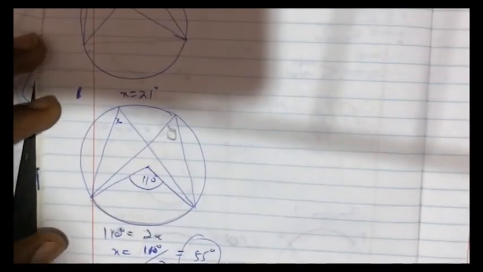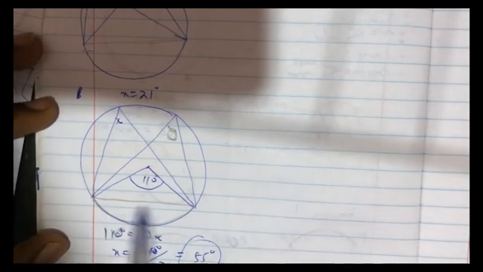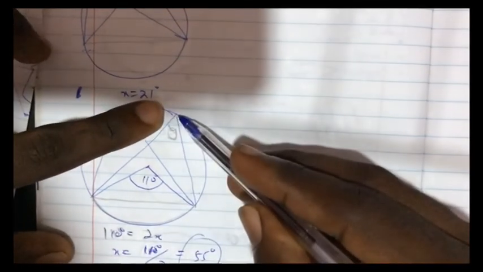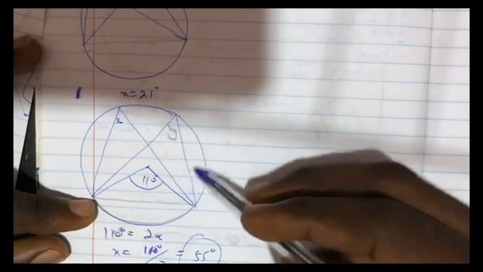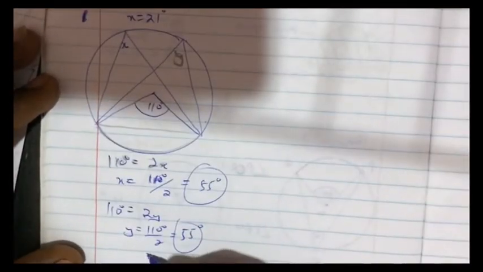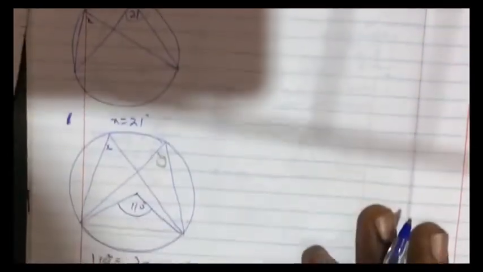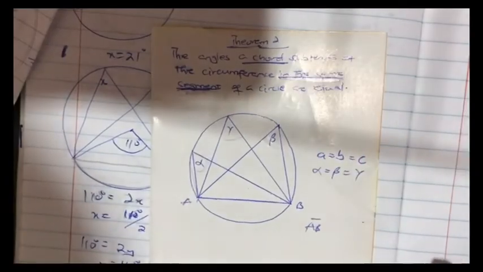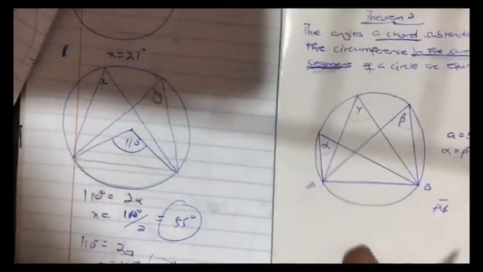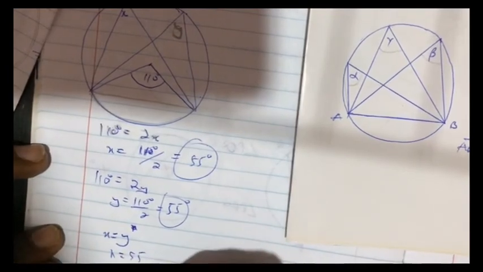Why are we saying that? Because you can imagine a chord here, and this chord is subtending an angle at the circumference, and this same chord is also subtending an angle at a different point on the circumference. So I can say that from theorem 2, x is equal to y. That was what we found here. Alpha is equal to beta is equal to gamma. So therefore, x is equal to 55, y is also equal to 55.